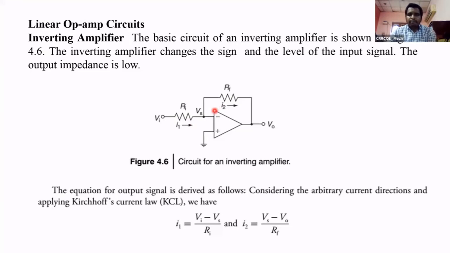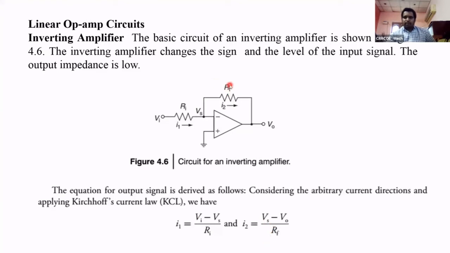According to Ohm's law, current is the potential difference by resistance. So I1 is equal to Vi minus Vs by Ri, and I2 is equal to Vs minus V out by Rf. I1 is the voltage difference across Ri, that is Vi minus Vs by Ri, and the output current is Vs minus V out by Rf, that is the feedback resistance.